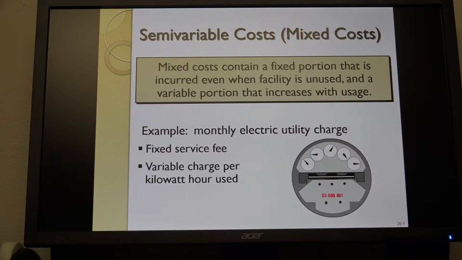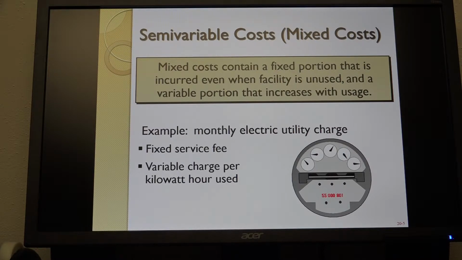It contains both a fixed portion as well as a variable portion. The fixed portion is incurred regardless of how much use there is. If there's zero use, there's still a charge of the fixed cost.